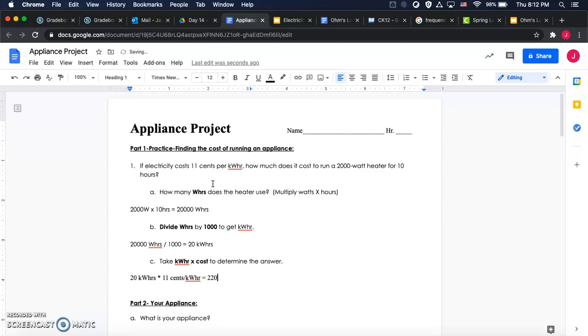And that'll get you up to 220 cents. Or if you wanted to put that in dollars, that would be $2.20. We'll add a little dollar symbol in front so that we can see that that's money.